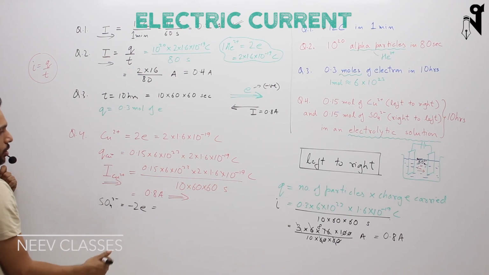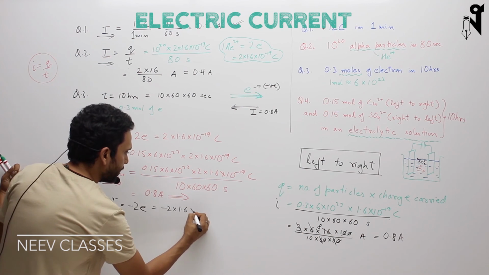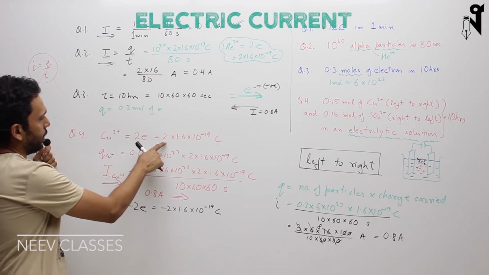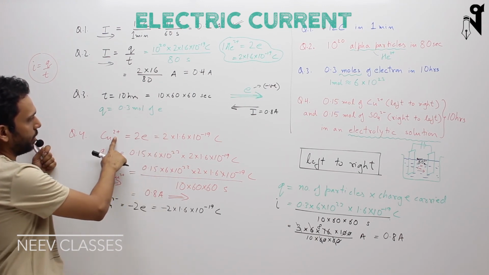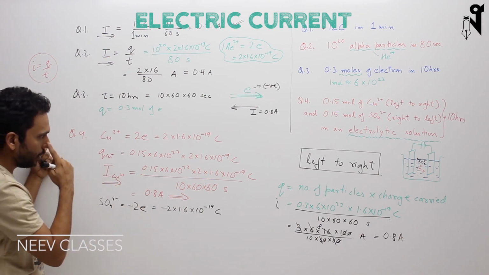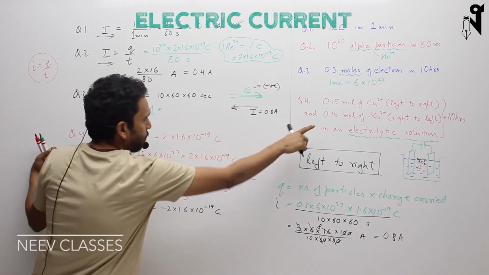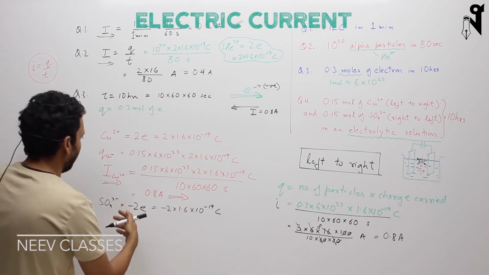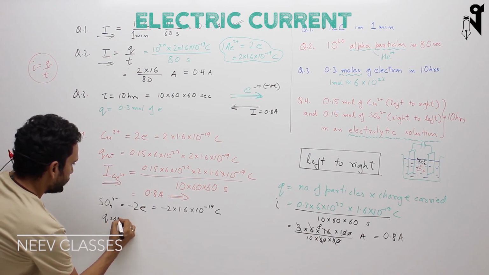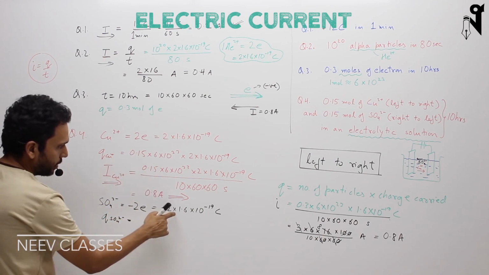So minus 2 electron charge, so that would be minus 2 into 1.6 into 10 power minus 19 coulombs. The same amount of charge that is on the cupric ion, Cu 2 plus, is on sulfate but negative of that. And the same amount of sulfate, which is 0.15 mole, is going from right to left. So the charge due to sulfate will be 0.15 moles into the charge carried by sulfate.